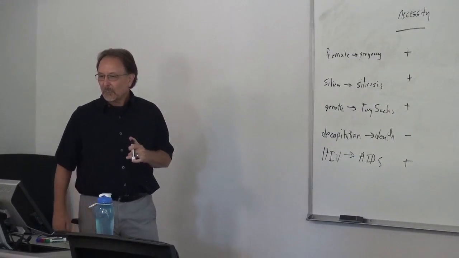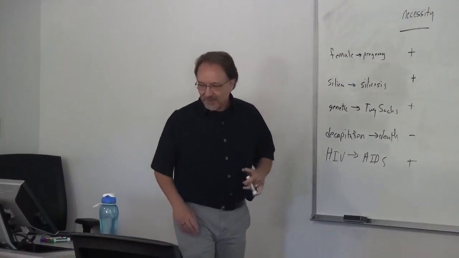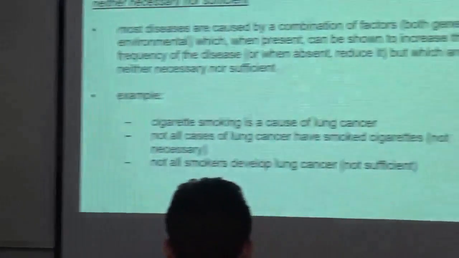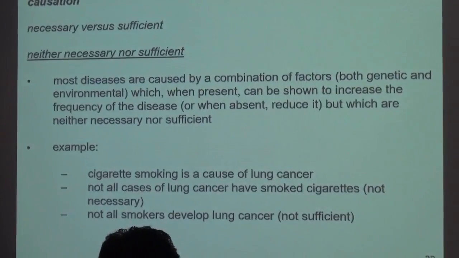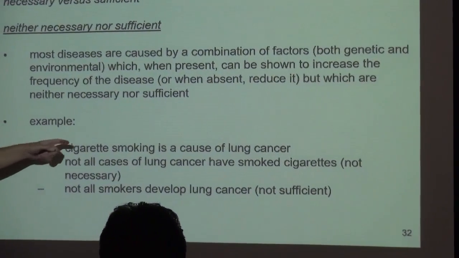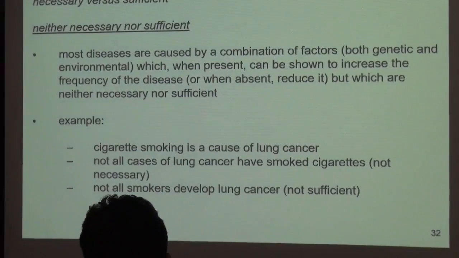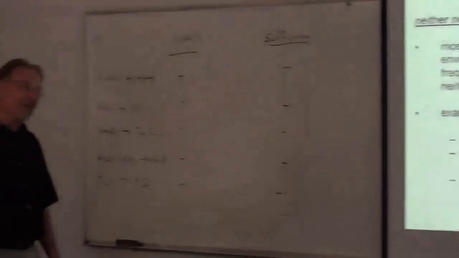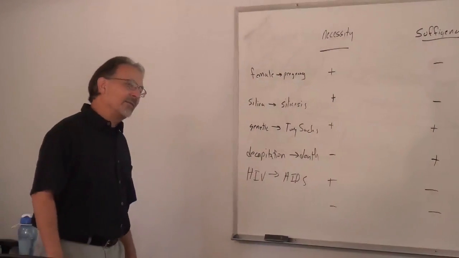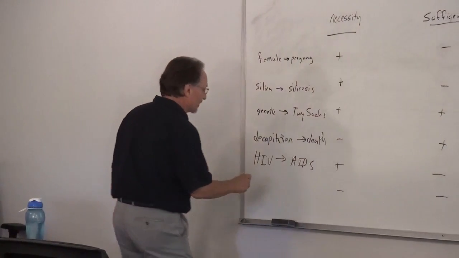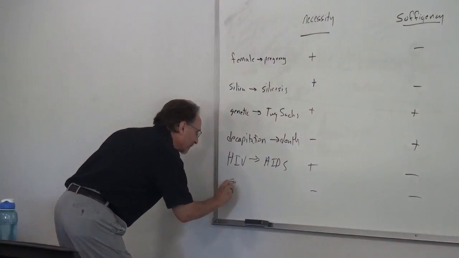Oh, and then neither necessary nor sufficient, and that is lung cancer and cigarette smoking. Cigarette smoking and lung cancer are an association, but they're neither necessary nor sufficient. You can develop lung cancer from something other than smoking, and if you smoke, you don't necessarily develop lung cancer. So smoking and lung cancer is neither necessary nor sufficient.